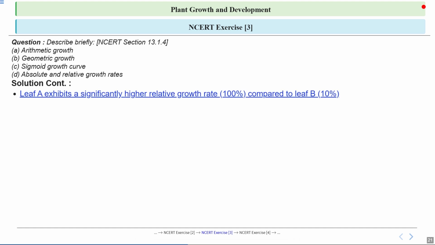So here we see that leaf A has a much higher relative rate, that is 100%, compared to leaf B, which is only 10%. So this highlights how relative growth rate gives us a better sense of how much a plant part is growing compared to its original size, not just the total increase. So you have to keep in your mind the difference between absolute and relative growth rates.